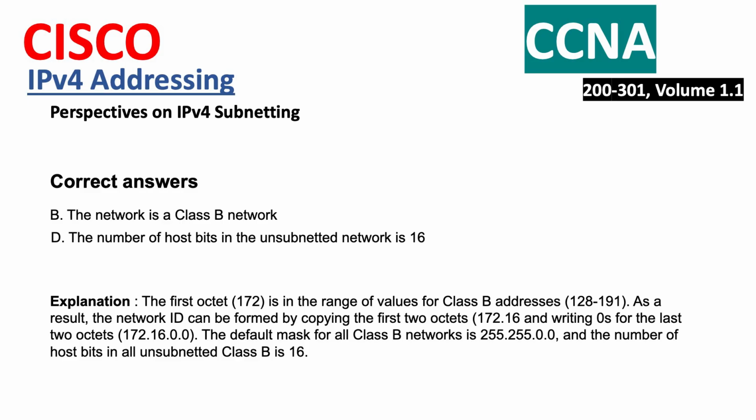Correct answers are B, the network is a Class B network, and D, the number of host bits in the unsubnetted network is 16. The first octet, 172, is in the range of values for Class B addresses, 128 to 191. As a result, the network ID can be formed by copying the first 2 octets, 172.16, and writing 0 for the last 2 octets, 172.16.0.0. The default mask for all Class B networks is 255.255.0.0, and the number of host bits in all unsubnetted Class B networks is 16.